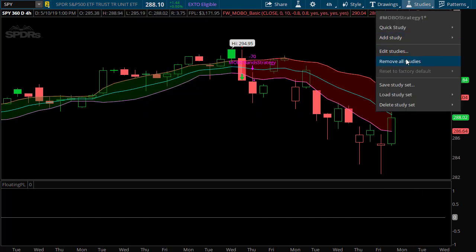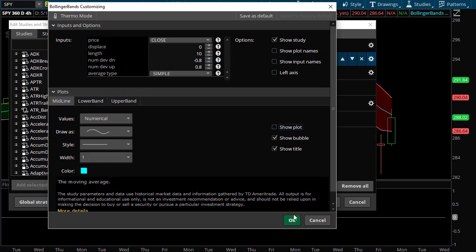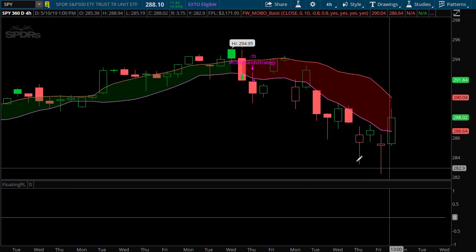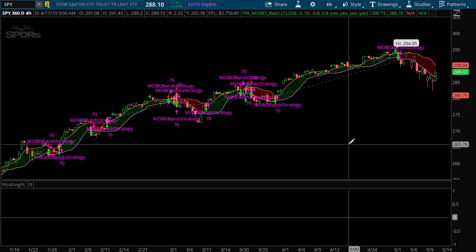So if I go back in here, the Bollinger Bands I'm going to simply take off for now, and we're going to simply look at the MOBO band. So that's the first part. I just wanted you to see how the Bollinger Bands and the MOBO bands are the same thing. It's just a modified Bollinger Band. So the trading system itself is pretty simple.